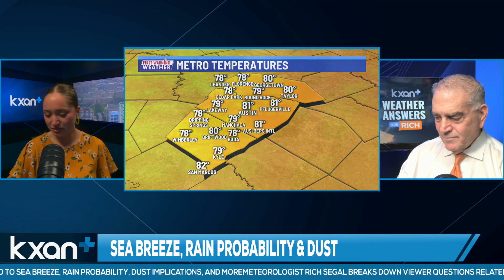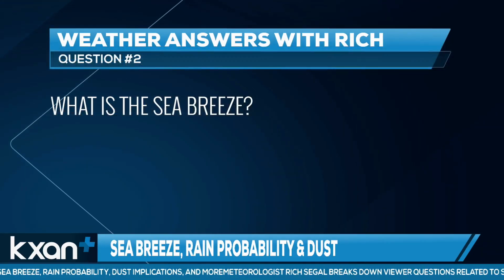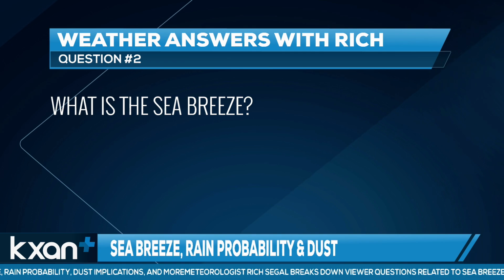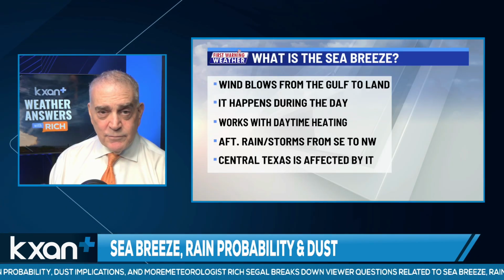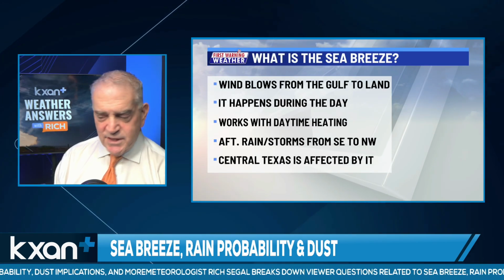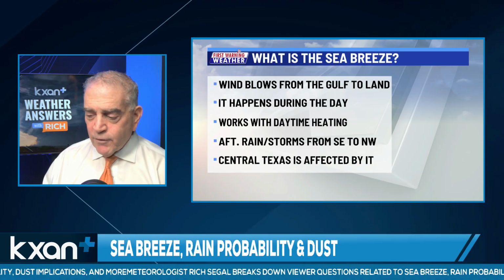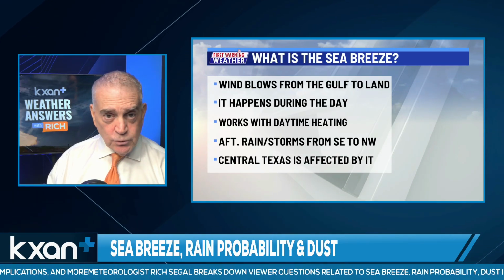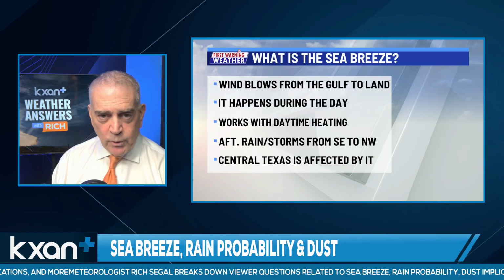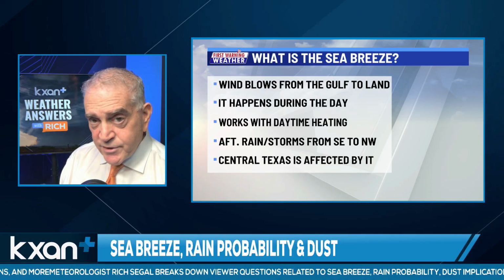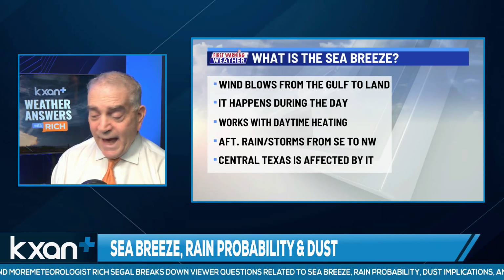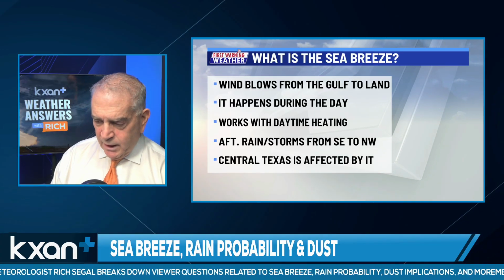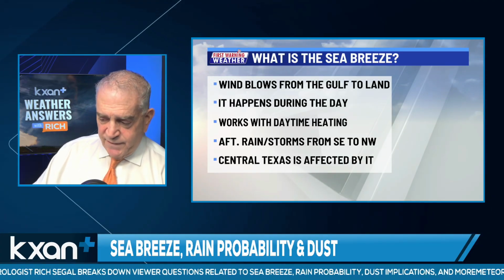Exactly. Our next question that we have here lined up is, what is the sea breeze? Now we had talked about this. We talked about it a lot, and mostly during the spring and summer. The sea breeze is a weather effect. First of all, you have the wind that is blowing from the Gulf onshore. And for us, that means it's blowing onshore down around Galveston and Matagorda. It happens during the day, and usually for Central Texas, as you see on the bottom line, it says Central Texas is affected by it.